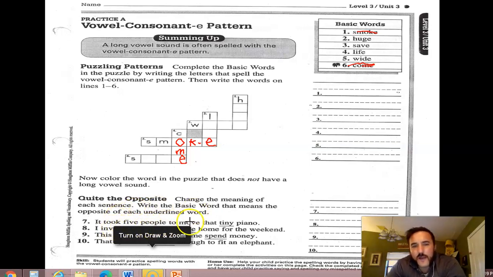It says it took 5 people to move that tiny piano. This word is underlined, and what word means the opposite of tiny? Well, there you go. It's number 2. It's huge, right? It took 5 people to move the huge piano. It'll take me another hour to write this in with my mouse pad, but we're getting there. There it is. So this is your assignment here, guys.